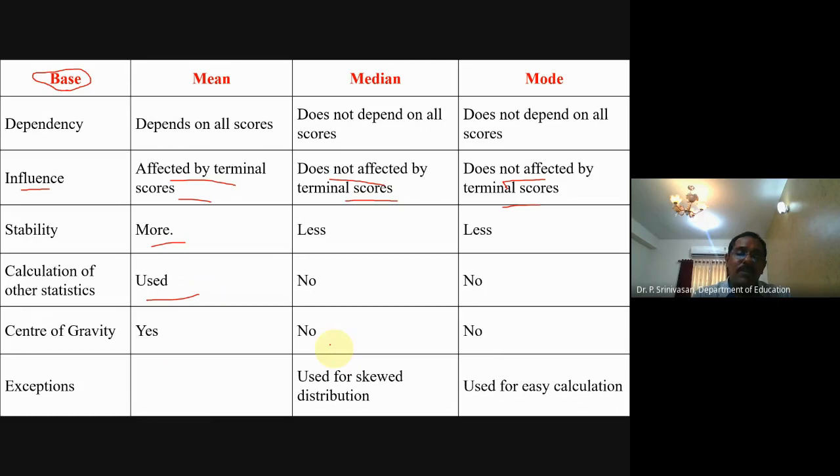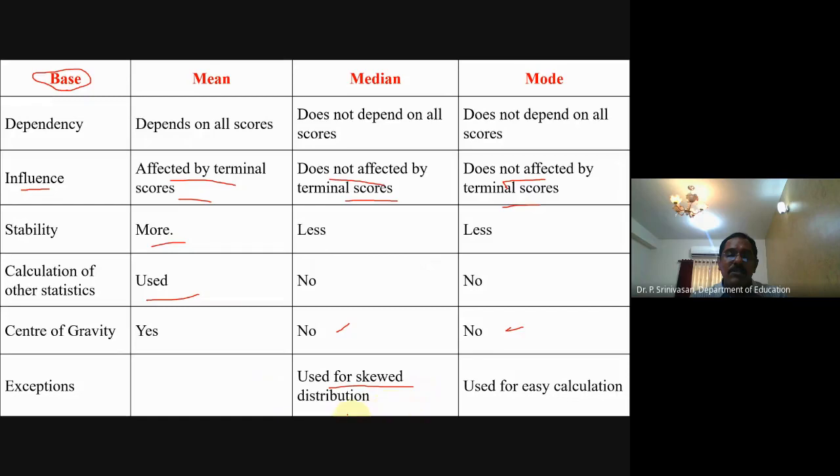Median is not that important. Mode is not that important. Many times they will not see all these things, only mean they will see. Exceptions in mean, there is no exception. Median is used for skewed distribution.